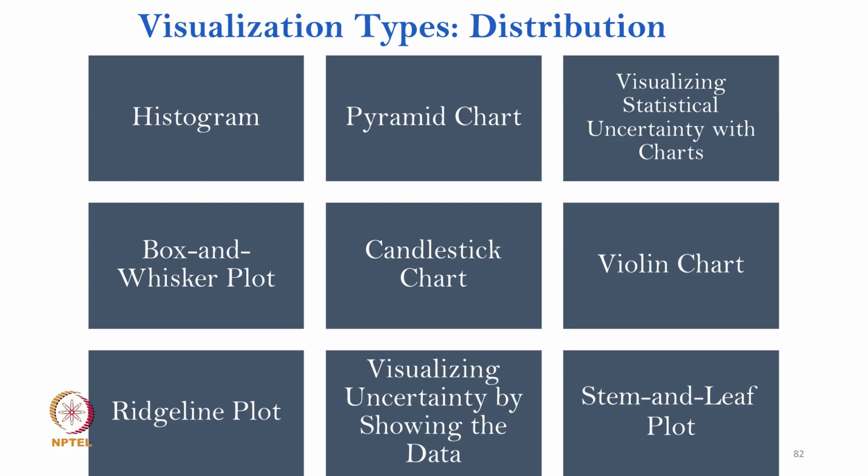There are certain types of charts that can be created under distributions: histograms, pyramid charts, visualizing statistical uncertainty with charts, box and whisker plots, candlestick charts, violin charts, visualizing uncertainty by showing the data, and stem and leaf plots.